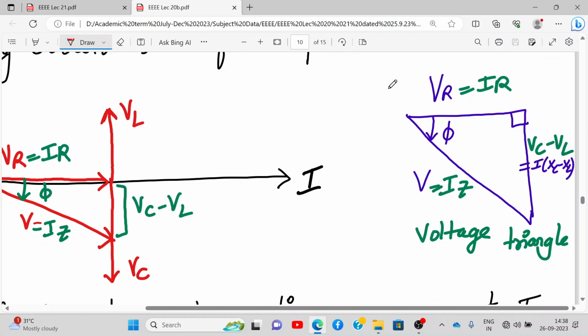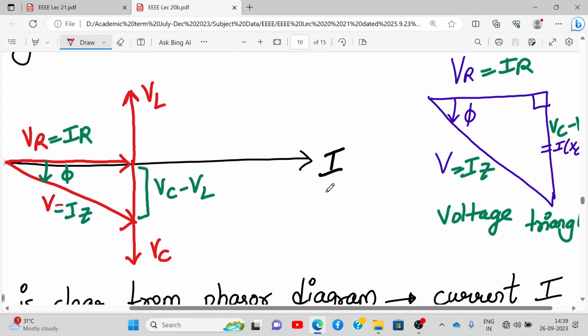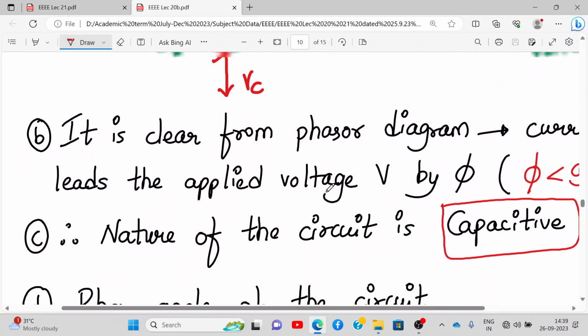It's similar. Why is it coming down, have you understood? Because in this case, the nature of the circuit will be capacitive. So the phasor diagram will look like that. So V is equal to I into Z, VR is equal to I into R, and VC minus VL is I into XC minus XL. So this will be the voltage triangle.